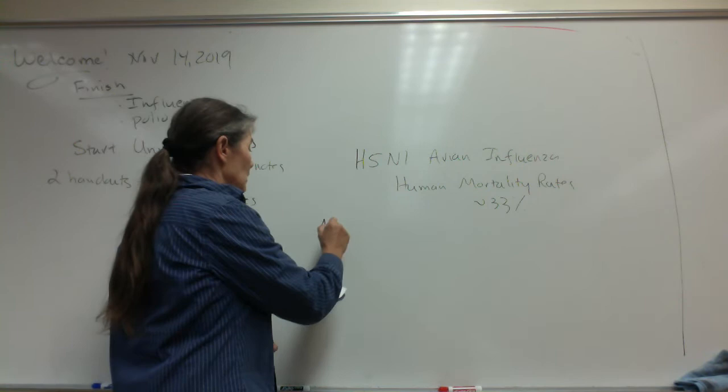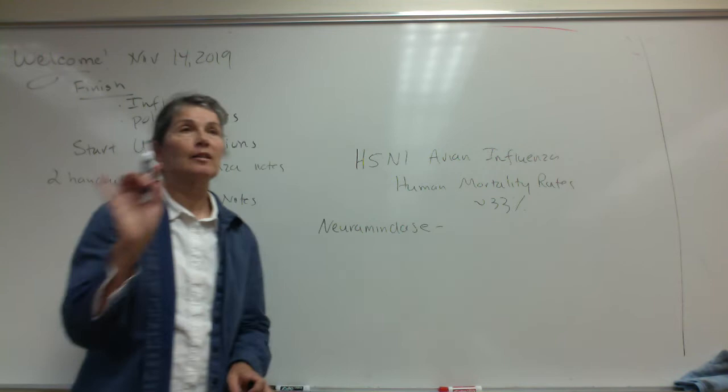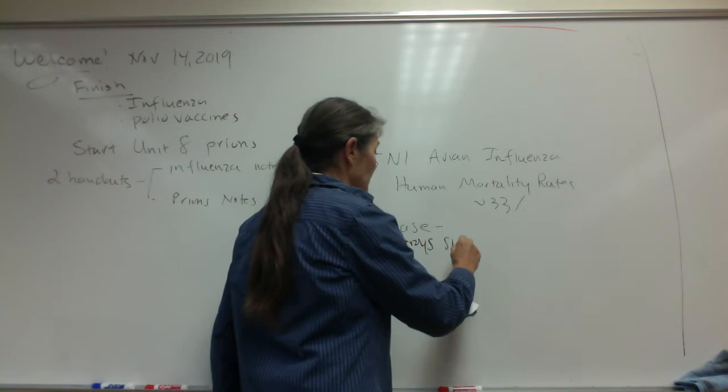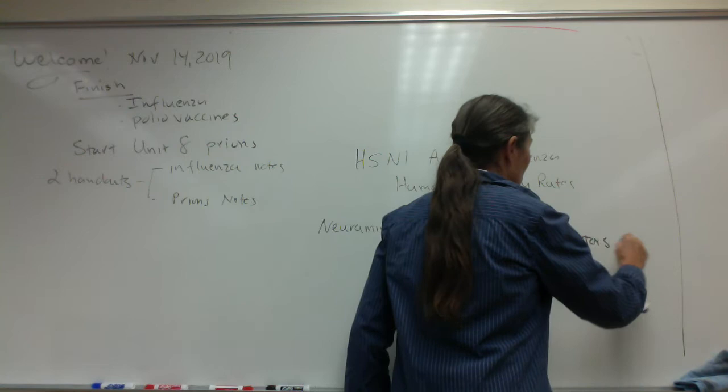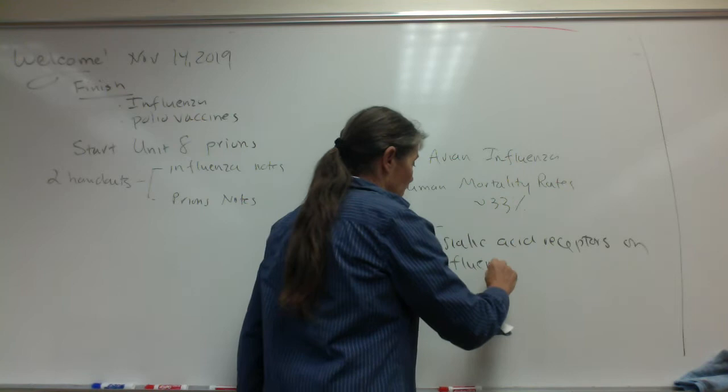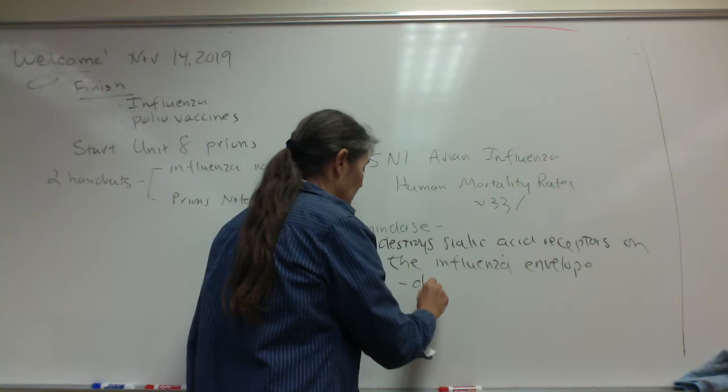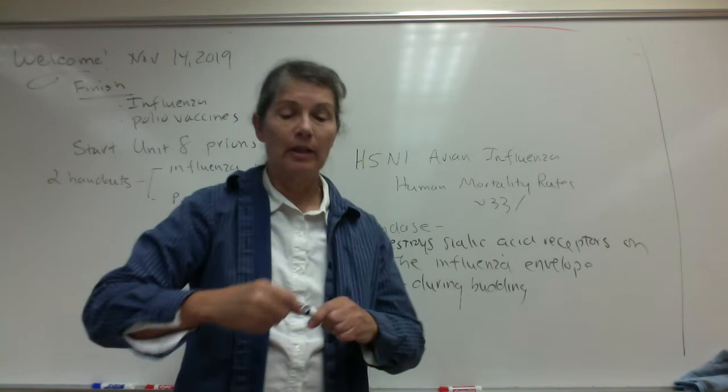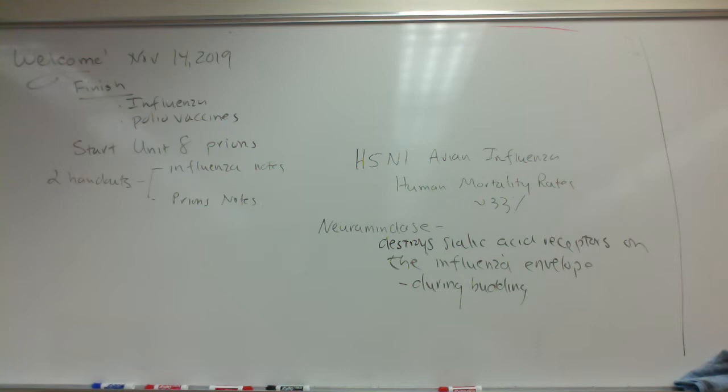So what neuraminidase does, one of its jobs, is it destroys sialic acid receptors on the influenza envelope. Okay, and this is going to happen during budding. As a result, the advantage for the influenza viruses is they're not going to clump together. If they're clumped together, it's going to make it harder for them to move to other cells.